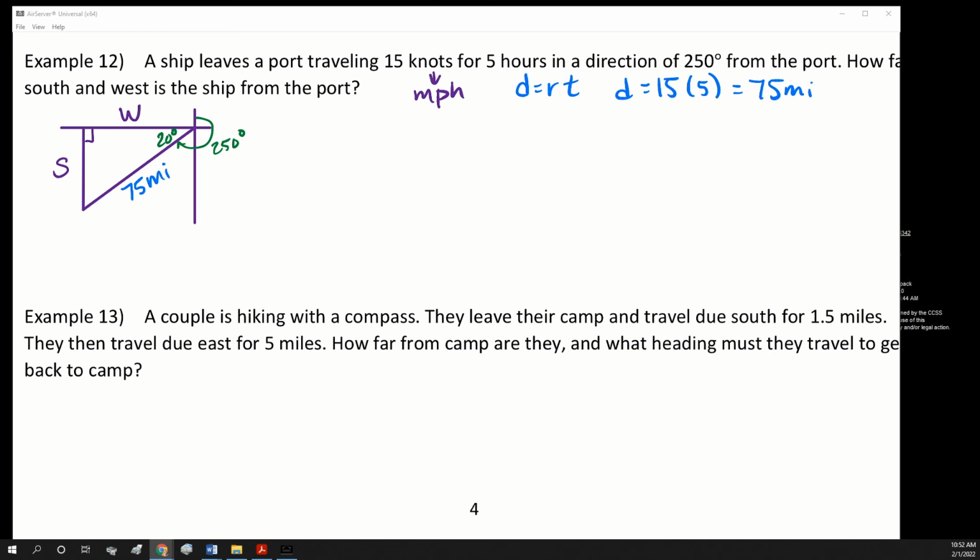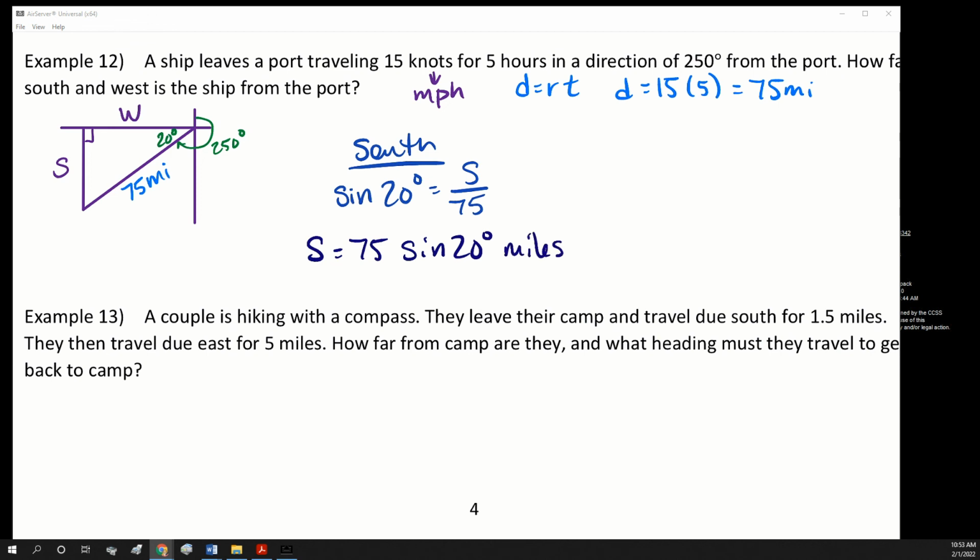All right, so we're going to do almost identical to what we did on the last problem, except we're doing south and west instead of north and west. So to find south, when this is our angle, this is south, this is what we know, that's going to be the opposite and the hypotenuse, so that's going to be the sine of 20 degrees is equal to the opposite over the hypotenuse. So that would be 75 times the sine of 20 degrees miles south.